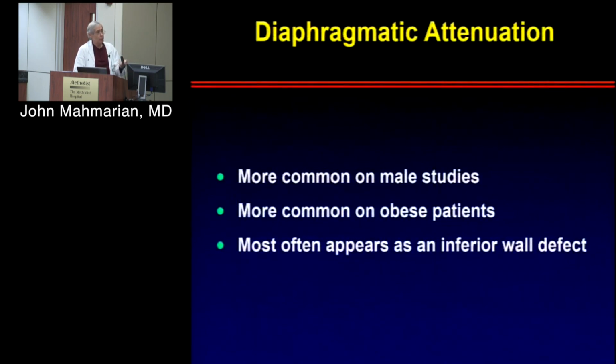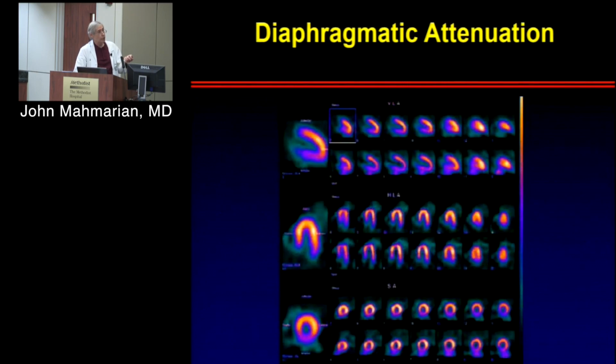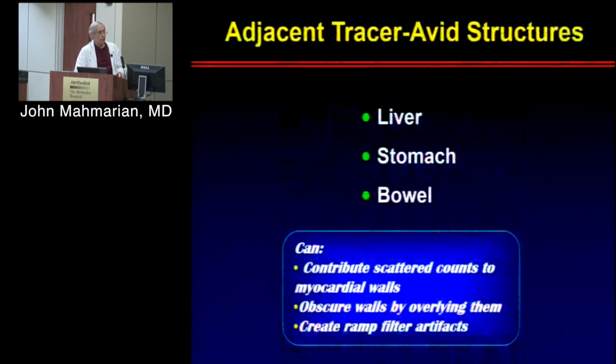Diaphragmatic attenuation is more common in males. It's more common in obese patients, and it usually affects the inferior and posterior walls, but it can also affect the lateral walls as well, depending on where the diaphragm sits. And you typically get this kind of reduction in counts in the inferior and infralateral walls. And this can be very contentious, but it's very important, again, to look at the raw data to see.